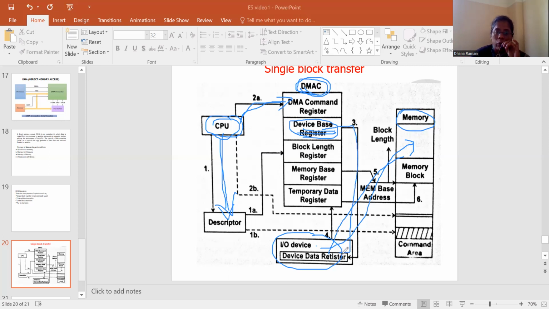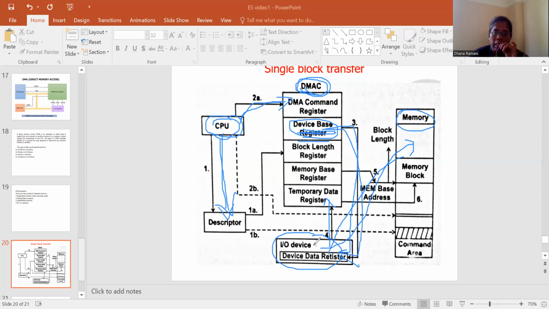It will directly communicate with that device data register, where it will directly go to that input device. From that input device, it will get the data and put the data into the temporary data register, right? So after getting the command from the CPU, it will go to the address. It will have the address of that particular input device, and it will go to that address.